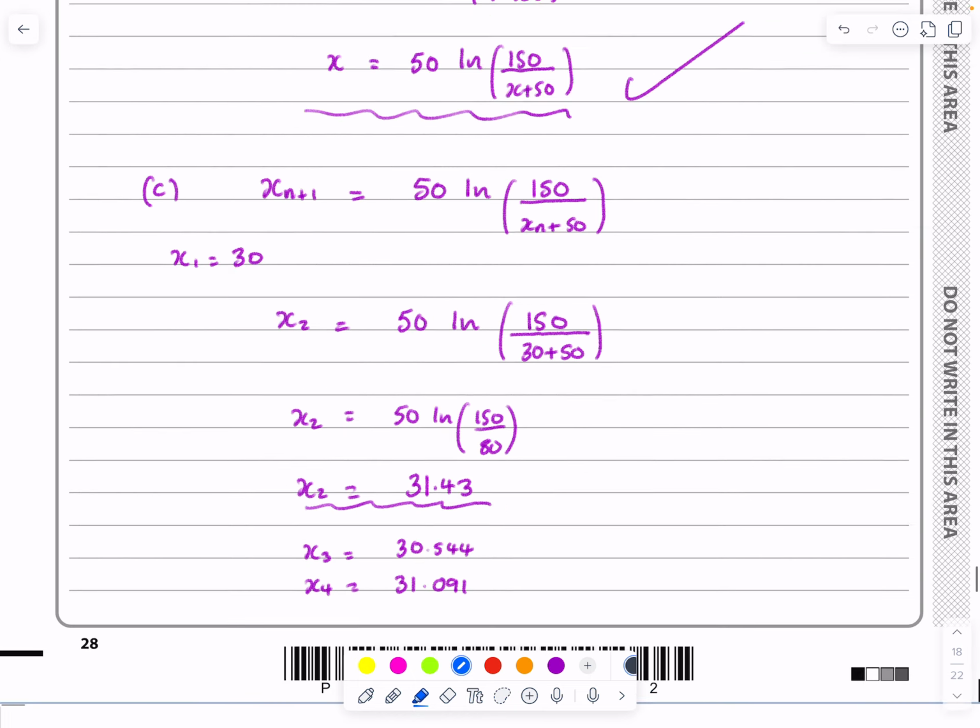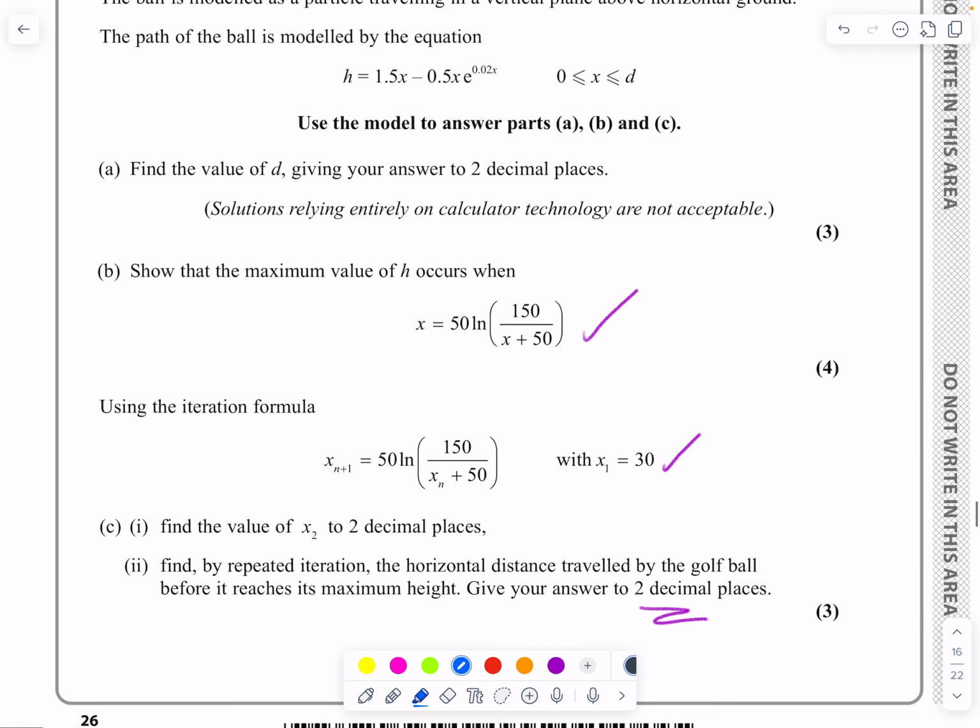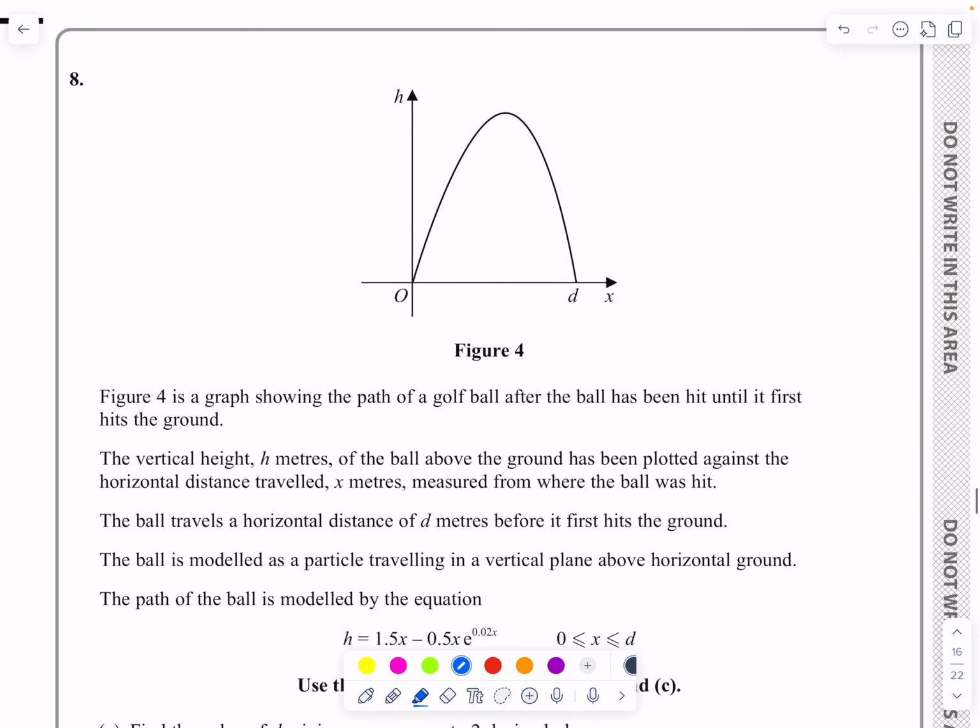Okay, good long question there, lots of different parts to it, but really useful in terms of our revision process to make sure we're okay with that one. Hopefully that all makes sense to everybody.